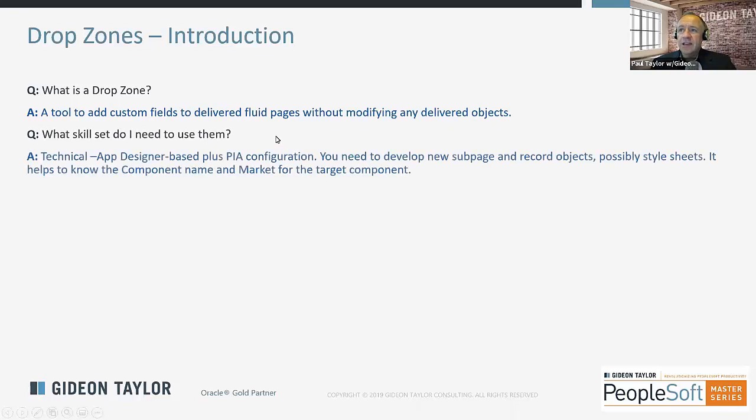The skill set: this is a technical skill set. To use drop zones, you need App Designer access, and you also will have some PIA configuration that we'll go through here. You will be developing a new subpage, record objects, possibly style sheets, and it helps to know the component name and market for the target component before you get started.